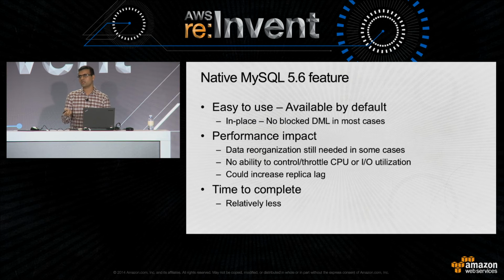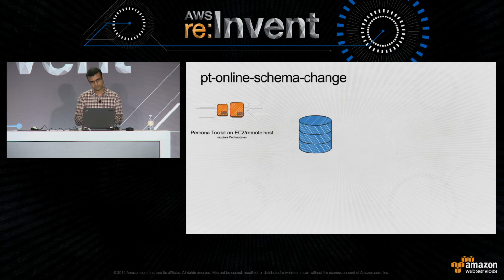So MySQL 5.6 doesn't have any throttling mechanism for the amount of resources it takes up for performing the schema change operation, which means it could use a lot of resources that could actually adversely impact the performance on your instance. It could also increase the replica lag because replication is single-threaded, so the replica will hold off replicating any other data until the schema change operation is done on the replica. So the time to complete, though, given there isn't much throttling on the resource consumption, is relatively less.